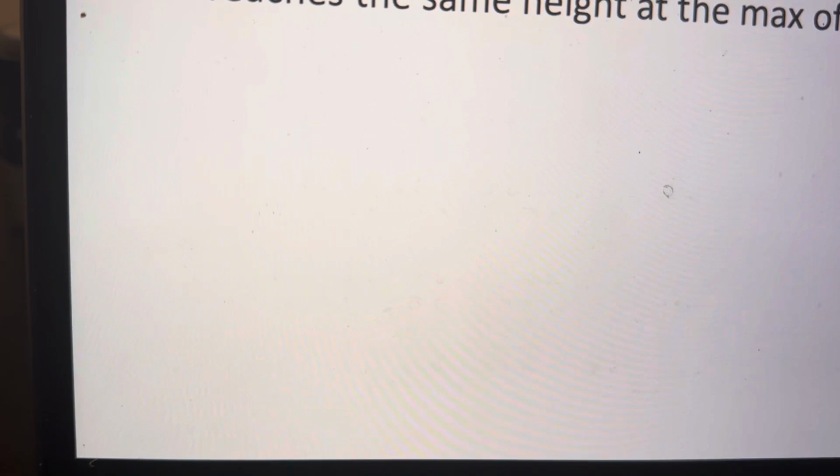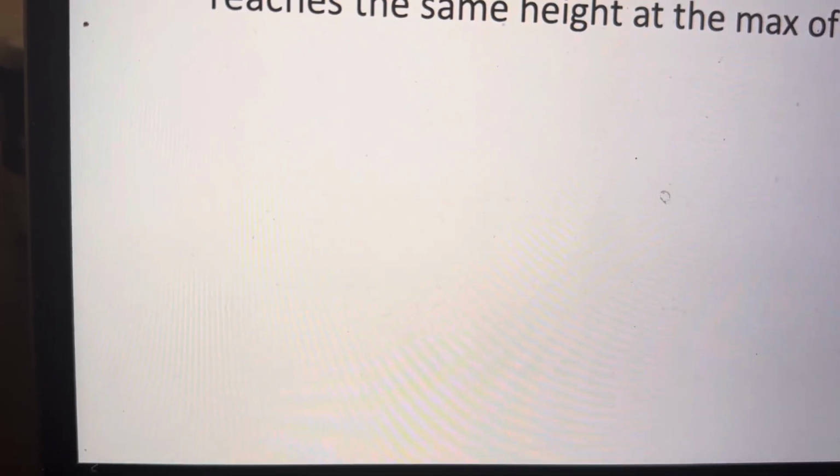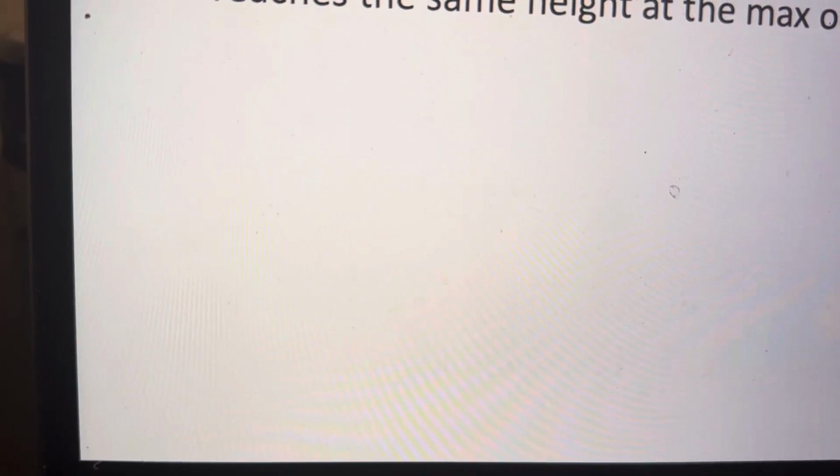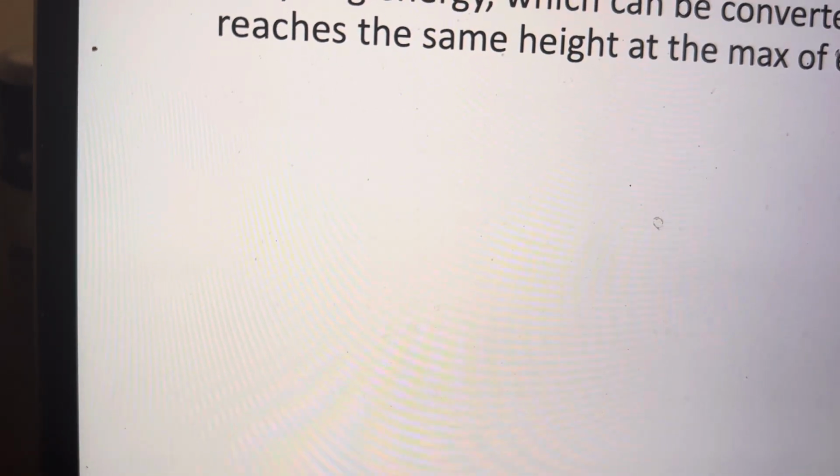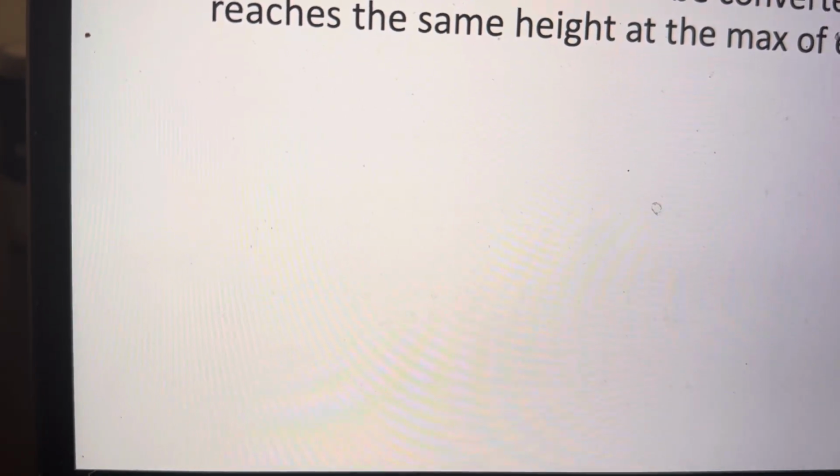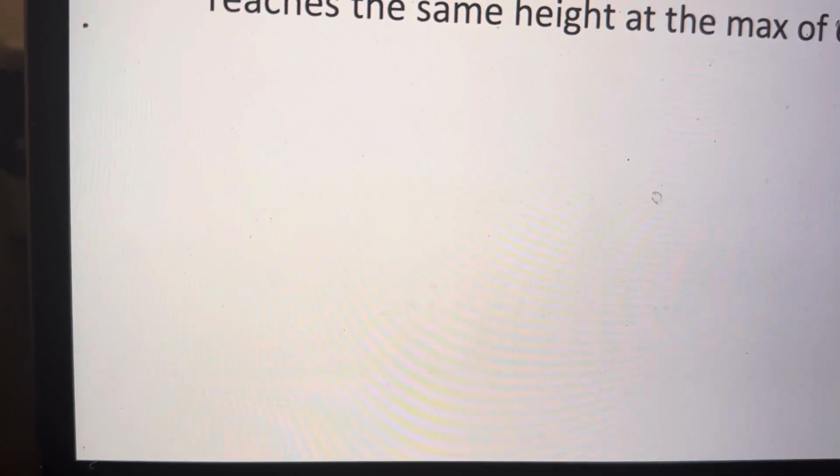What does it mean? The energy principle is satisfied as the gravitational energy is converted to spring potential energy, which can then be converted into kinetic energy, so the mass reaches the same height at the peak of each oscillation.